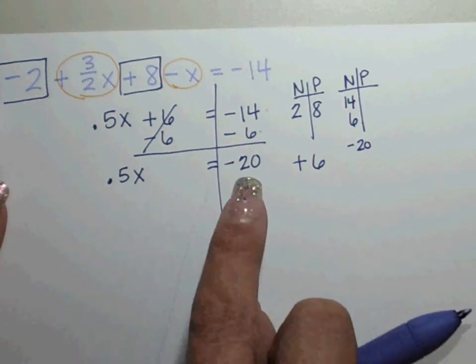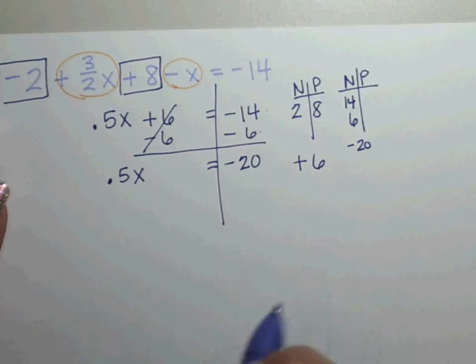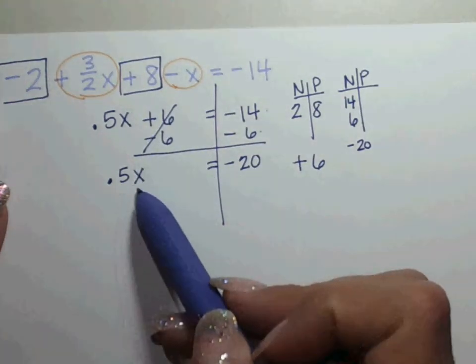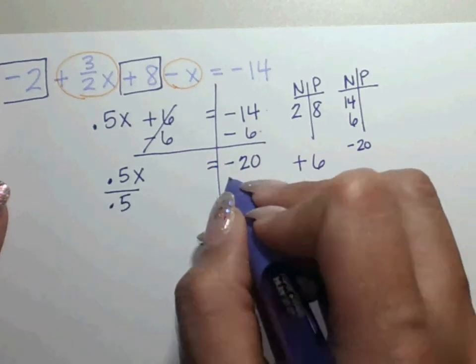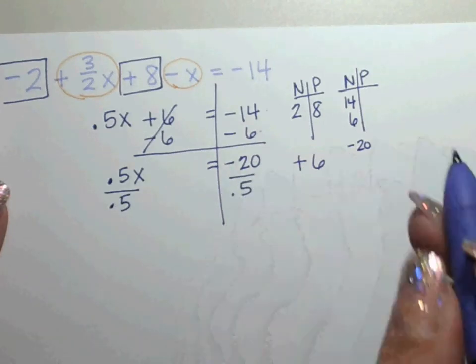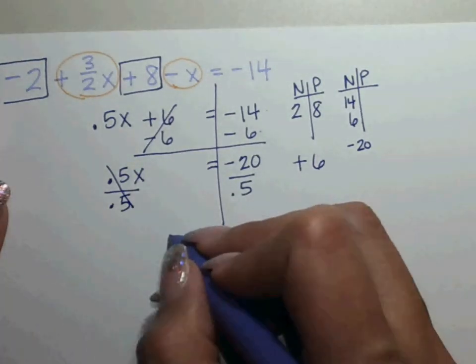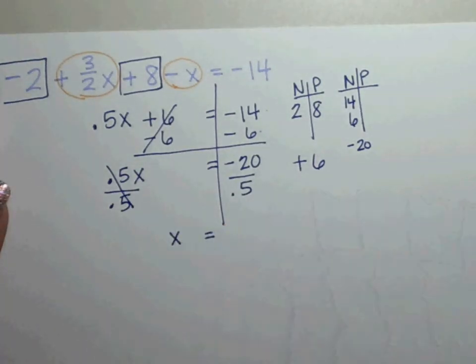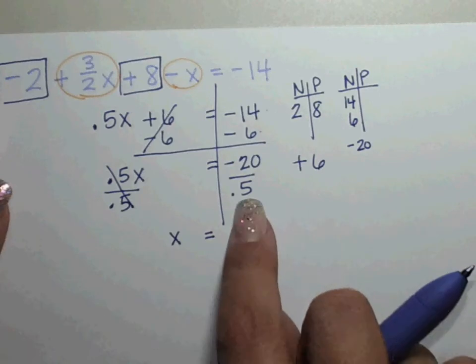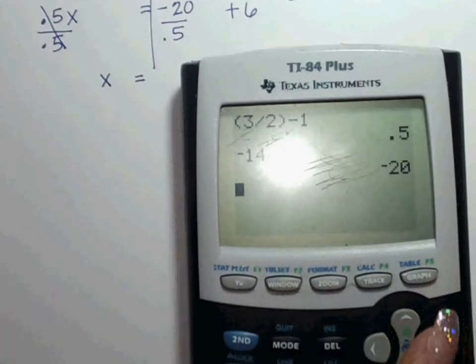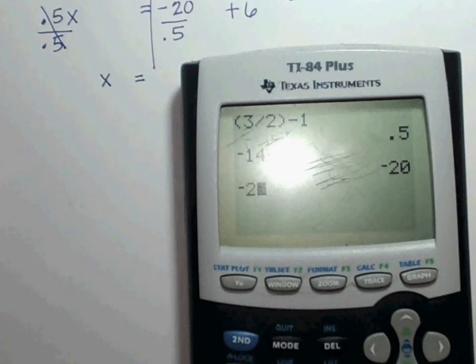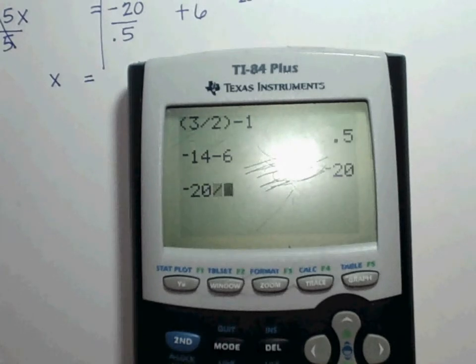Now I'm down to a 1-step problem. After I got rid of my constant, now I have to get rid of that coefficient. The coefficient is a 0.5 or a half. So I'm going to be dividing by 0.5. The point is to get that canceled, because the goal in algebra is to isolate that variable. Then you're looking to see how many times a half fits into 20. My bet says it's negative 40, but easily we can go negative 20 divided by 0.5, negative 40.